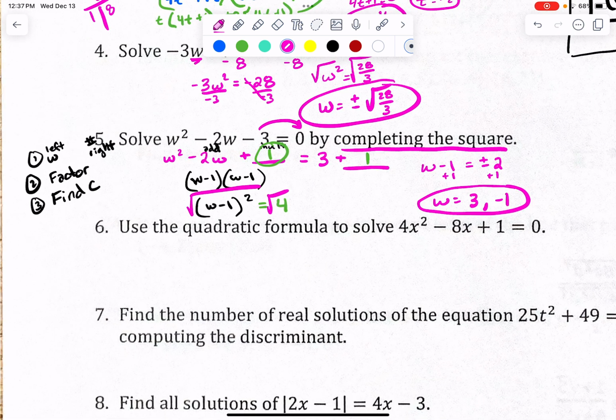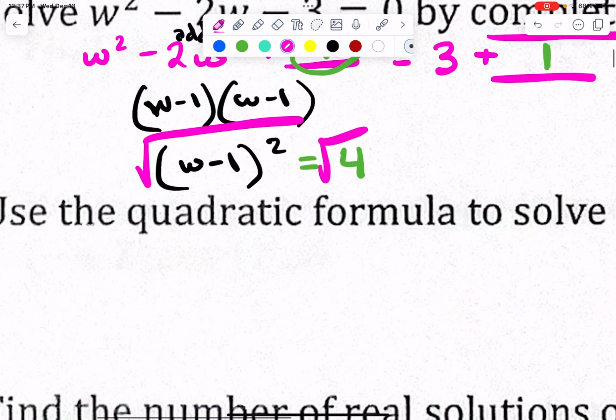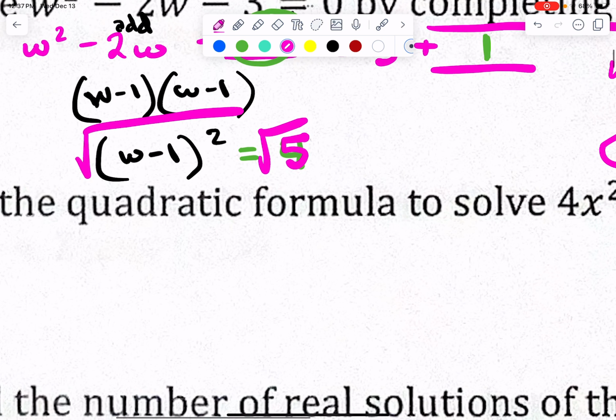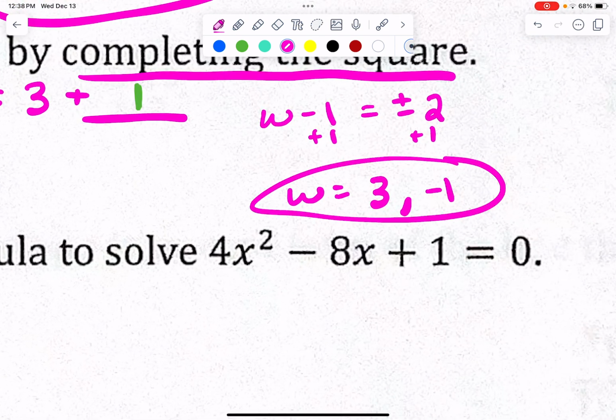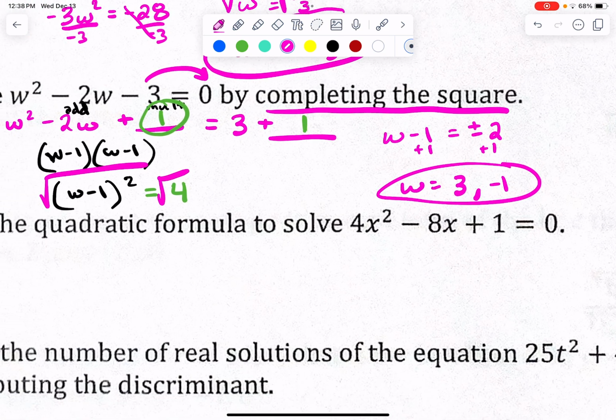Now, most of the time when you're completing the square, it doesn't come out nicely, so it comes out as like the square root of 5. In that case, I would add the 1 over, so 1 plus and minus the square root of 5 is how I would write that if it doesn't come out nicely. But since this one did, 4 was a nice number, or a perfect square, so I will write it as 2 separate numbers, okay?